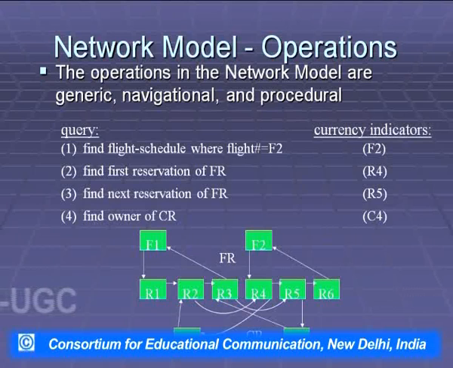Network model operations. The operations in the network model are generic, navigational and procedural. Just like a query: find flight schedule where flight is F2. Currency indicators are F2. Find first reservation of FR, R4. Find next reservation of FR, R5, and find owner of CR, that is C4. So things are going to be defined in such a way.